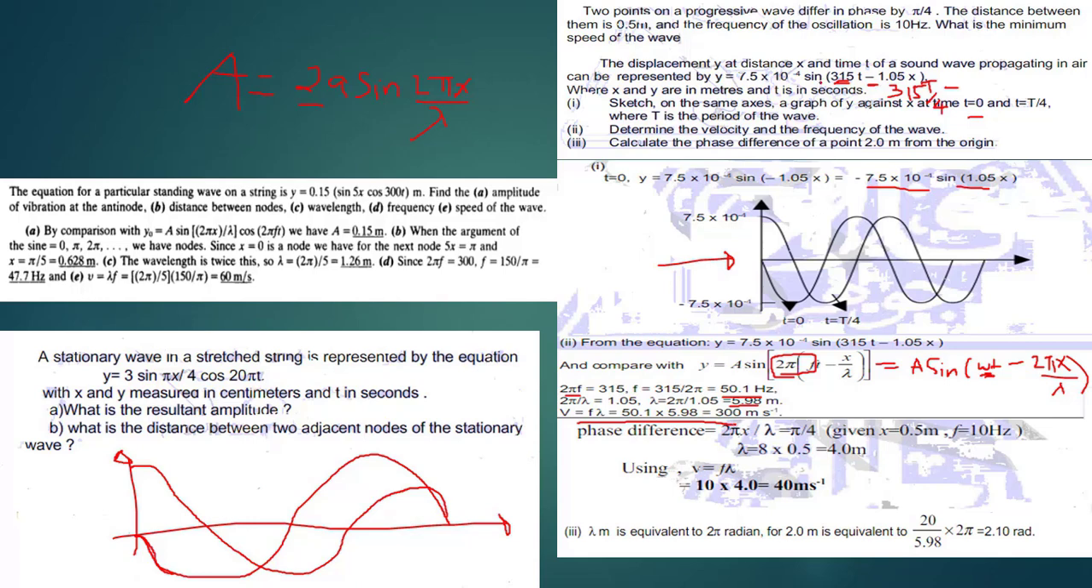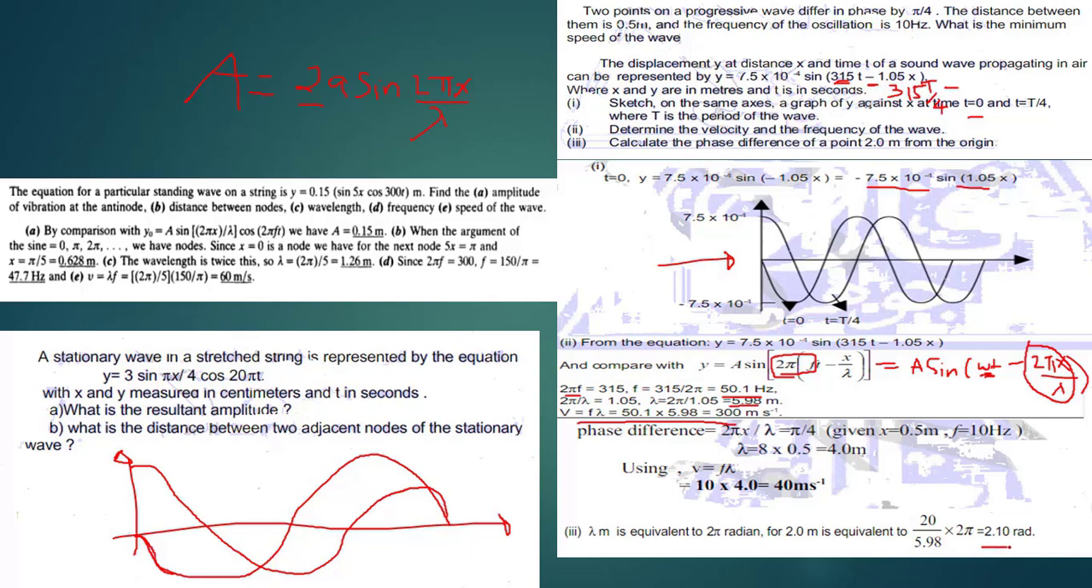Calculate the phase angle of a point 2 meters from the origin. Okay, 2 meters from the origin, we know the phase angle is given by 2 pi x over wavelength. So if x is 2 and we have already obtained the wavelength, we can get the phase difference. So we have 2 times pi times the value of x which is 2, divided by the wavelength which is 5.98. So if we put in the numbers, we get our answer, which is 2.1 radians.